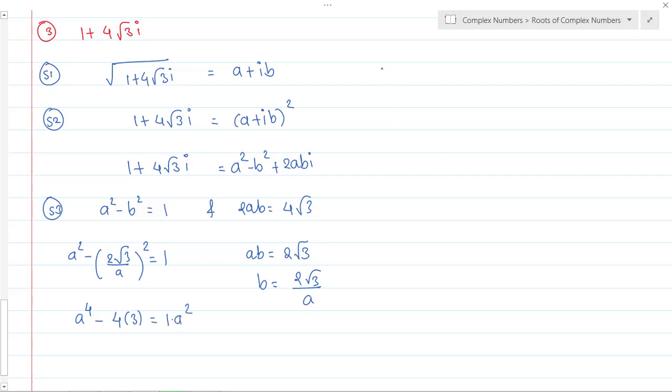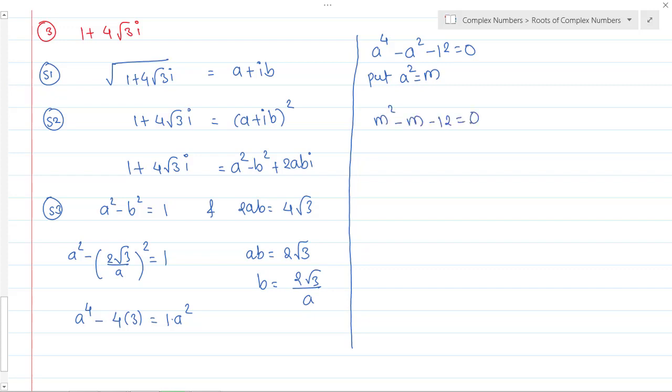Let me take that equation this side. So it becomes a⁴ − 12, and let me take that a² this side. So a⁴ − a² − 12 = 0. Now put a² = m. So you will have m² − m − 12 = 0. So what will be the roots? (m − 4)(m + 3) = 0.